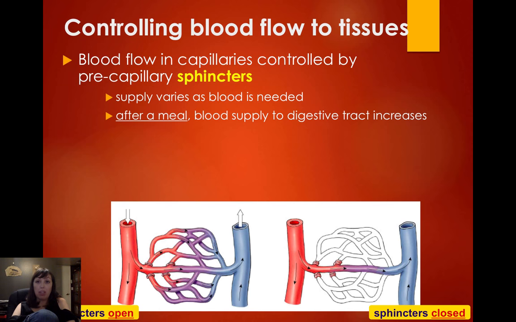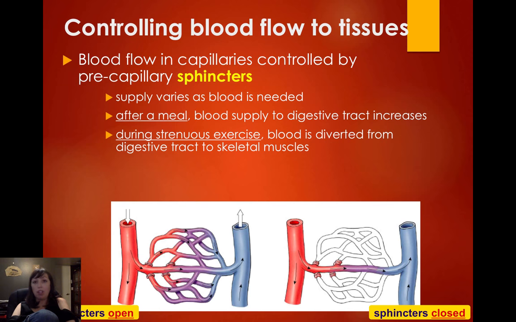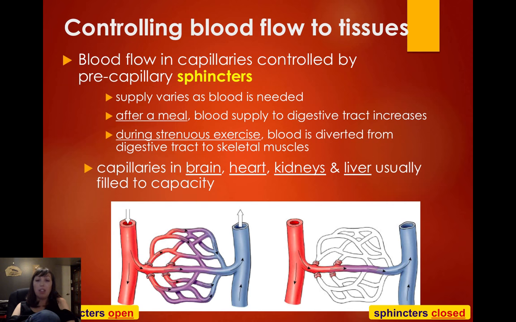After a meal, blood supply to the digestive tract will increase, right? During strenuous exercise, blood will be diverted from the digestive tract to the skeletal muscles. Capillaries in the brain, heart, kidneys, and liver are usually filled to capacity.